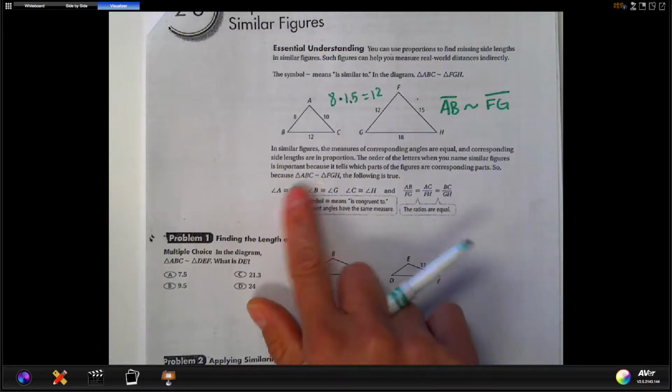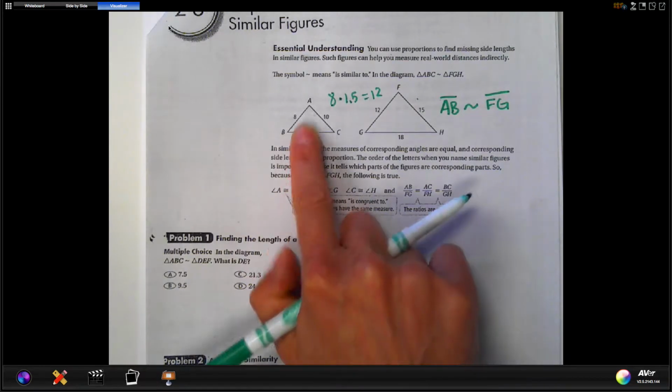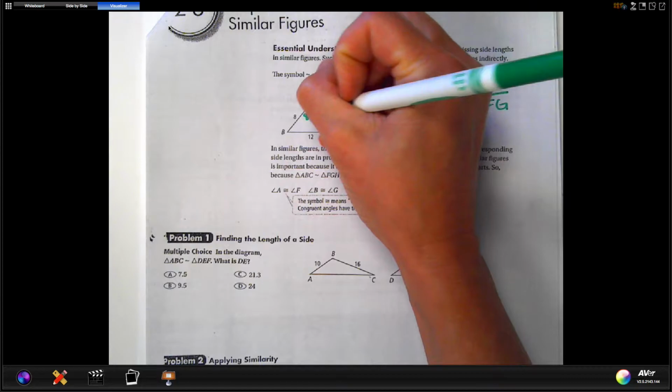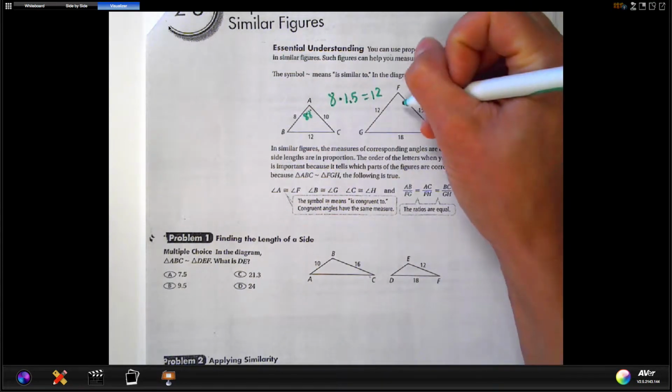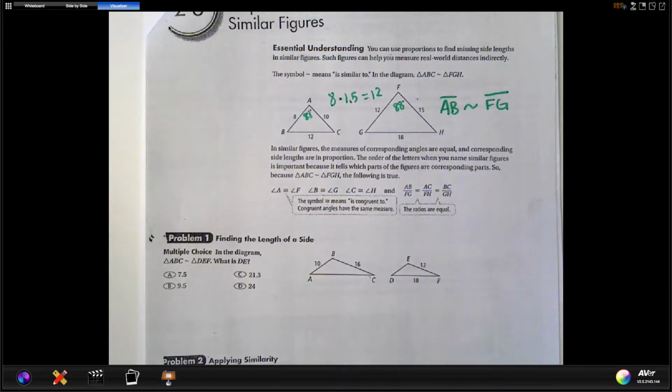The angles, though, are congruent. They are the same. So if I tell you, for example, that angle A, let's say is, I don't know, 88 degrees, that means angle F is also 88 degrees. Angles will be the same or congruent. Side lengths will be what we say are in proportion, okay? So they have the same scale factor.